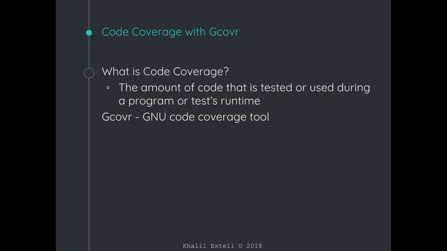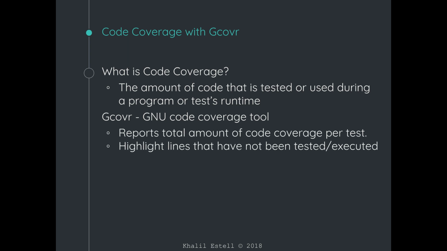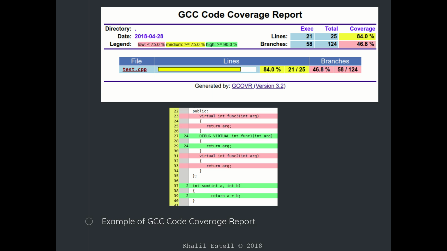gcov is a coverage tool that reports the total amount of code coverage per test, and it'll highlight lines that have been tested and executed. And the great thing about gcov is that it also gives you a report as HTML, which we'll see in a little bit. So here we have it.